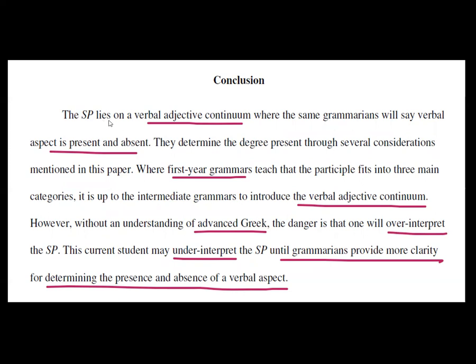The substantive participle lies on a verbal adjective continuum where the same grammarians will say verbal aspect is present and absent. They determine the degree present through several considerations mentioned in this paper. Where first-year grammars teach that the participle fits into three main categories, it is up to the intermediate grammars to introduce the verbal adjective continuum. However, without an understanding of advanced Greek, the danger is that one will overinterpret the substantive participle. This current student may underinterpret the substantive participle until grammarians provide more clarity for determining the presence and absence of a verbal aspect.